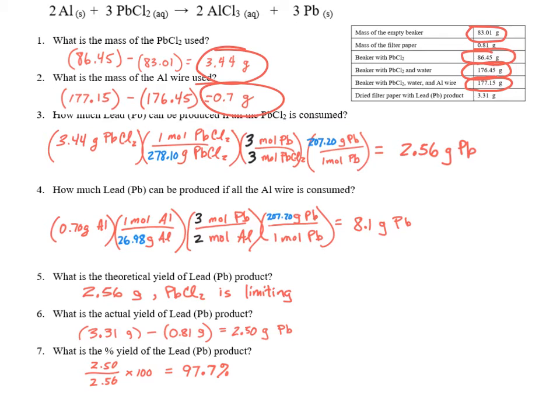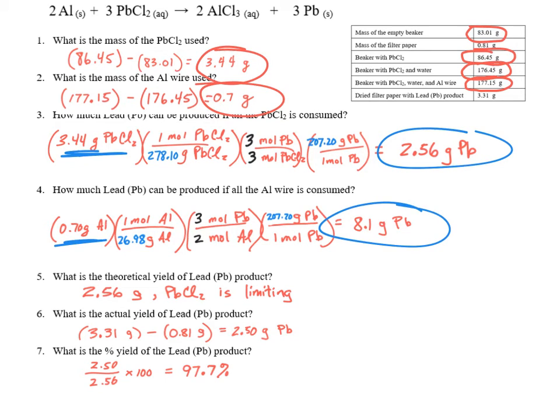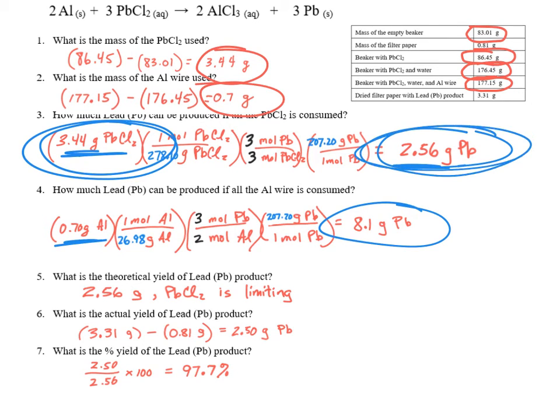So to figure out the limiting reactant, we will start one stoich problem with PbCl2, start the other one with the grams of aluminum, and see how much lead we can make in each case. Whichever one is the smallest denotes which reactant is the limiting reactant. So in this case, PbCl2 is the limiting reactant. So when these two things are mixed together, that is how much Pb we'll be able to make. So that is what we are going to call our theoretical yield.